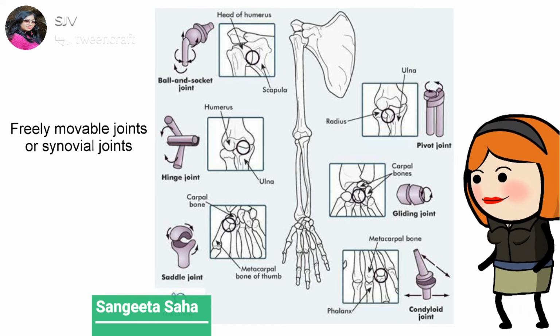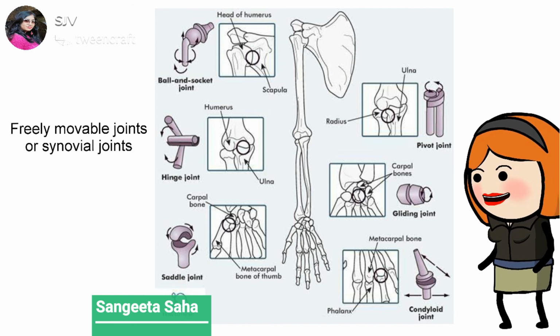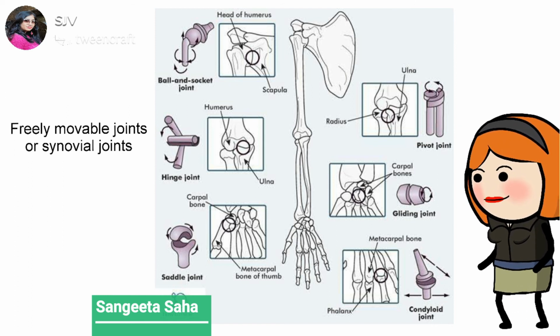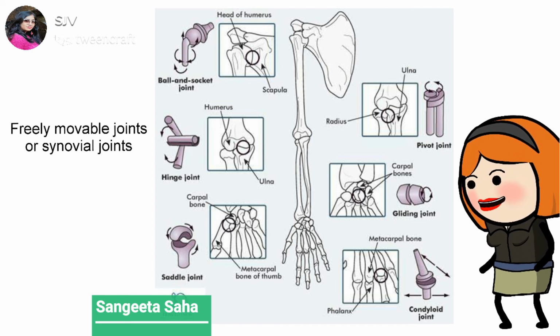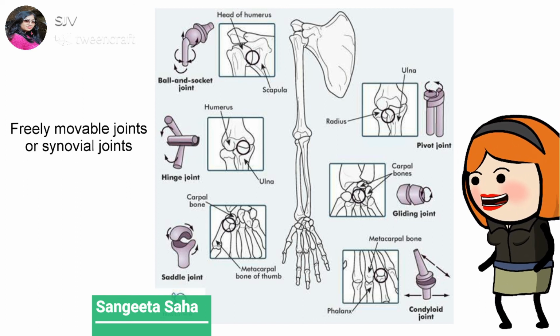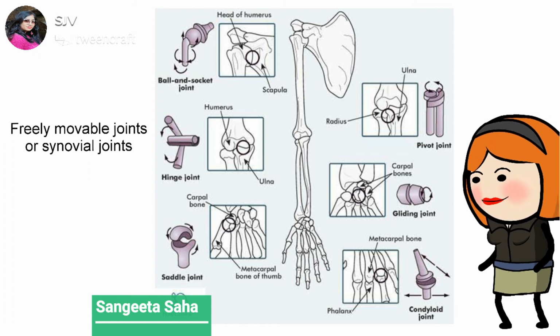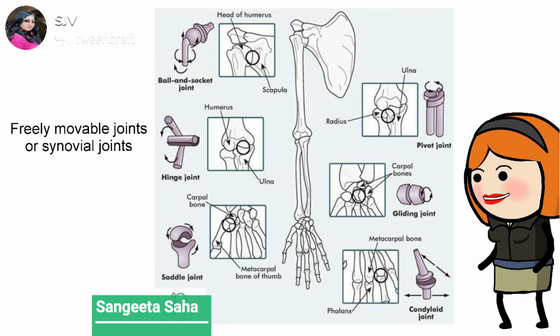The sixth type of synovial joint is the saddle joint, and in this type of joint, a projection of one bone fits into a saddle-shaped depression in another bone. Now for your information, a saddle is a leather seat that is placed on the back of a horse generally or any other animal for a rider to sit on.